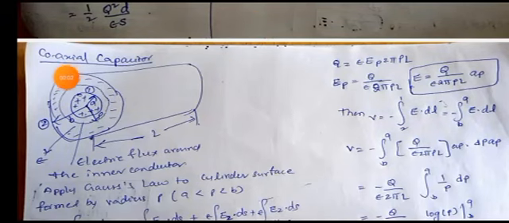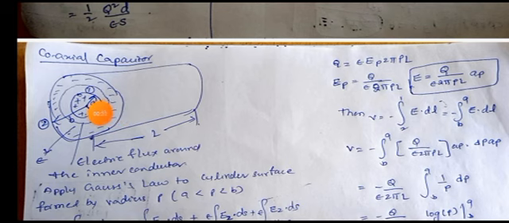Now coming to the coaxial capacitor. Let us take a coaxial line. It consists of an inner conductor and an outer conductor, right? The inner conductor and outer conductor form a capacitor. The space between the inner conductor and outer conductor is nothing but the dielectric medium. The whole structure forms a capacitor, that is called a coaxial capacitor.